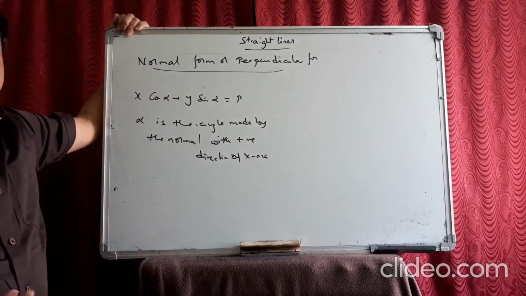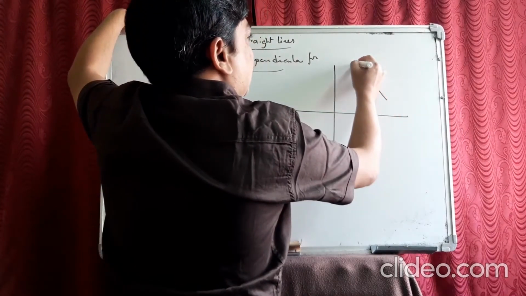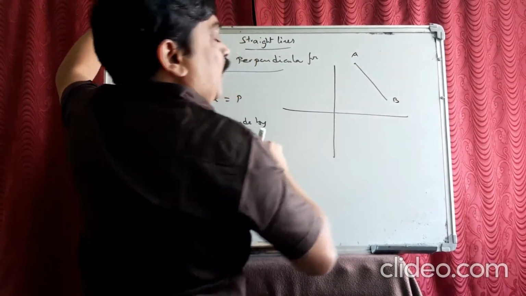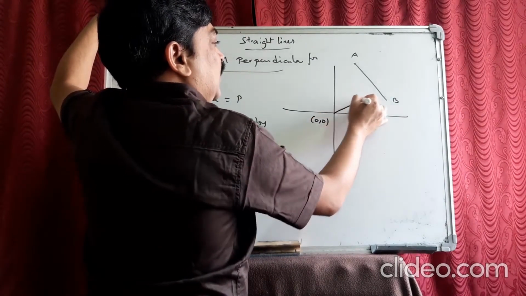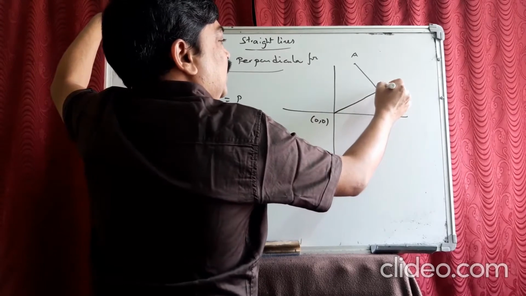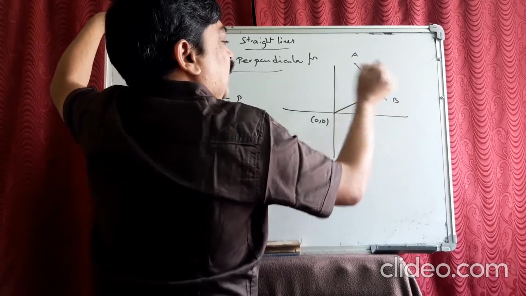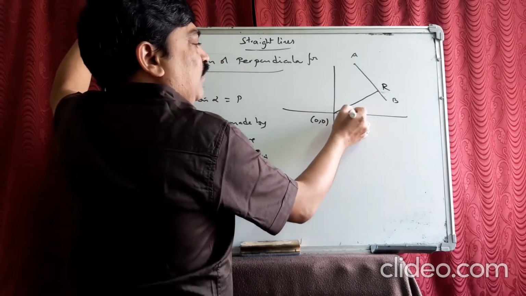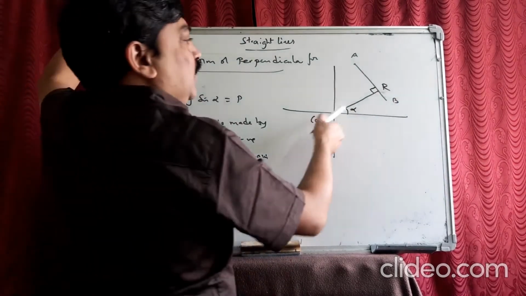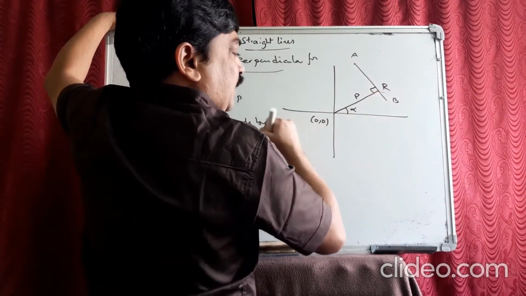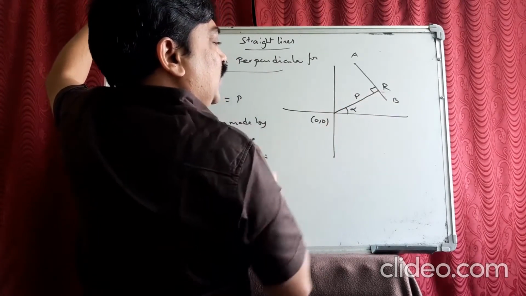Now how the normal looks like, I'll tell you. Suppose this is our required line, AB. Now you have to draw from the origin a perpendicular to this line. Draw a perpendicular, let us say it meets at R. So this is alpha. If you draw a perpendicular and the length of the perpendicular we take as p, the length of the perpendicular is p, and this perpendicular makes an angle alpha with the positive direction of the x-axis.